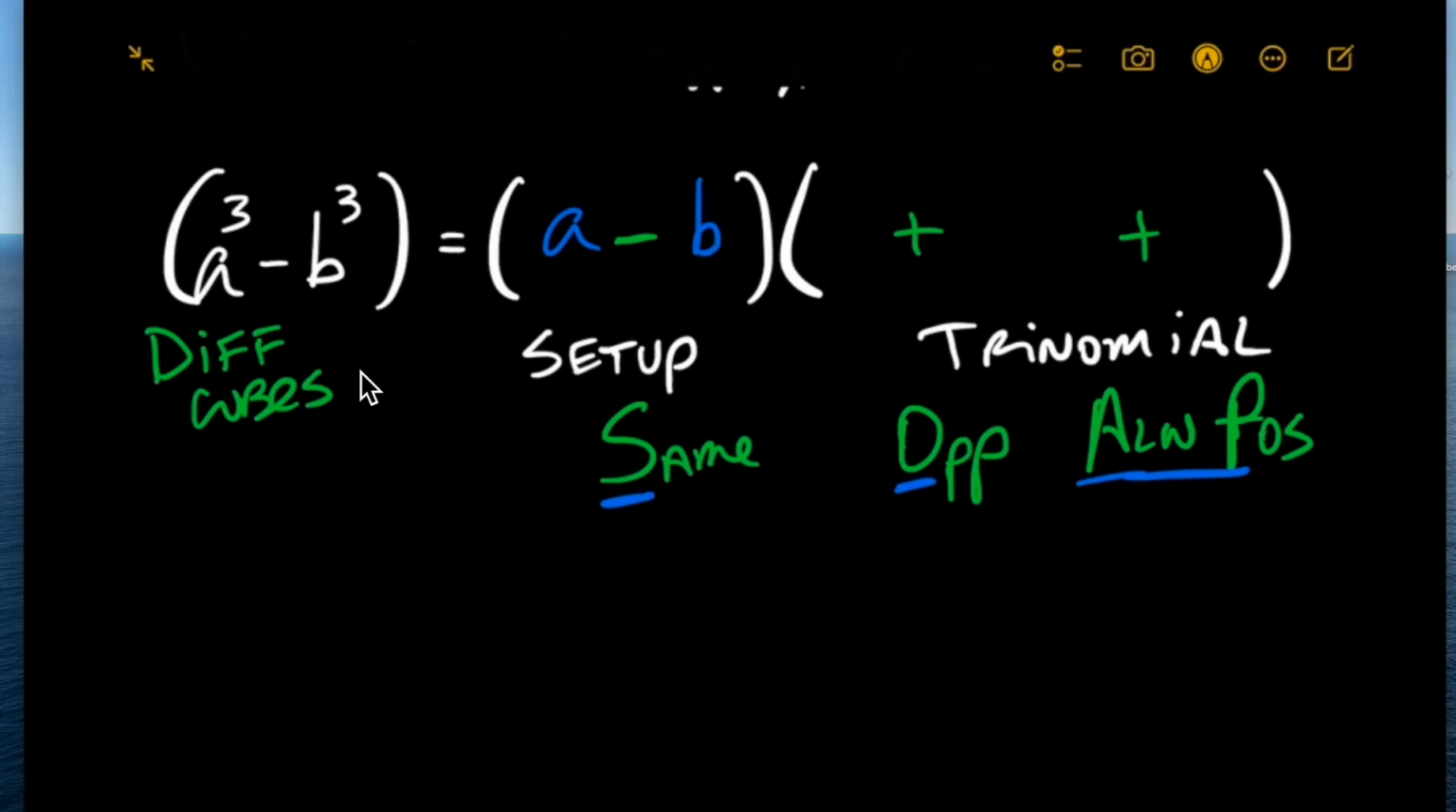Now, in the setup, you just put a minus b. The first term in the trinomial is a squared. The second term in the trinomial is ab. And the third term in the trinomial is b squared.